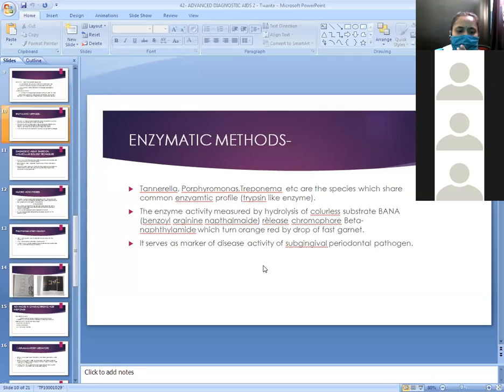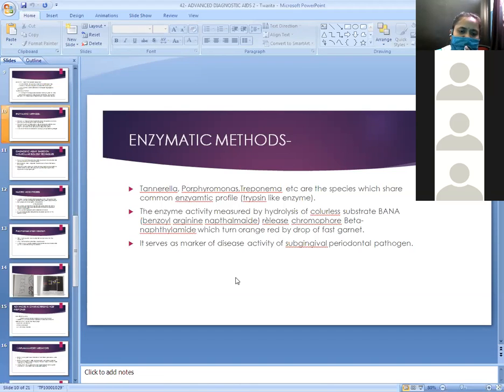Perioscan is the name for this test. We can detect presence of these microorganisms beside the dental chair. Chair side diagnostic test means what? If your patient is sitting in the dental chair and immediately you want to diagnose presence of microorganisms, you can find these tests useful for detection of these microorganisms.